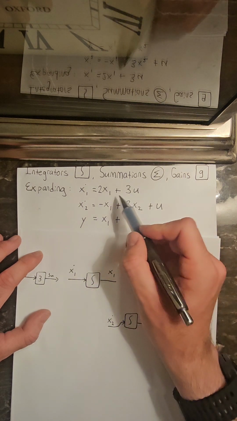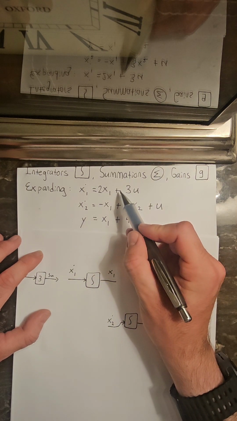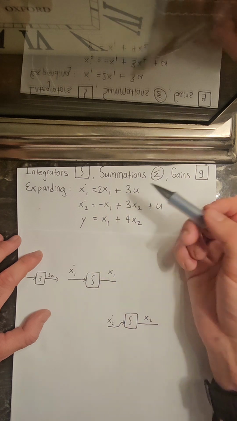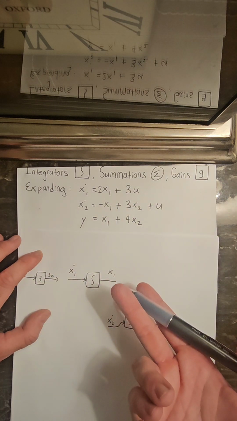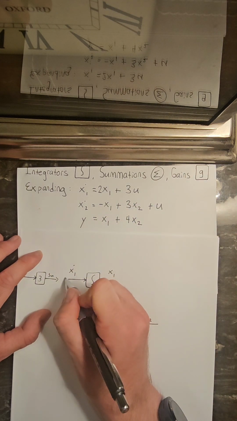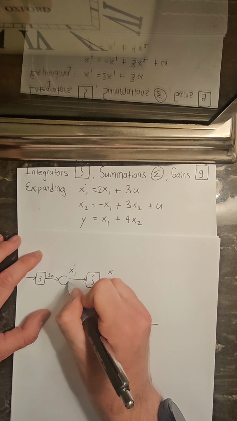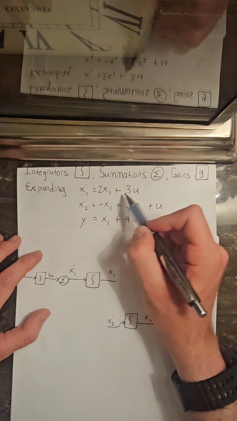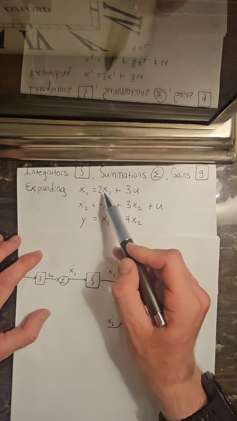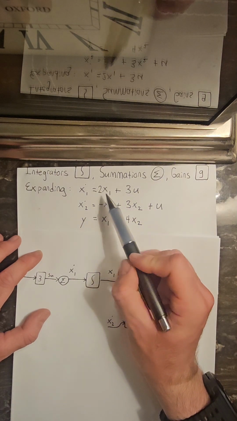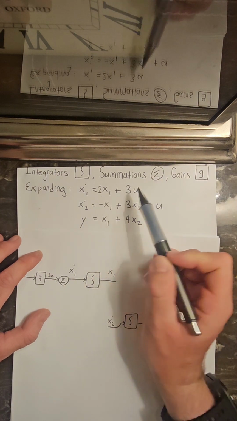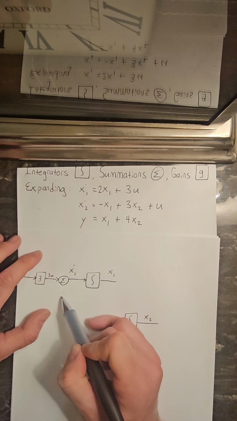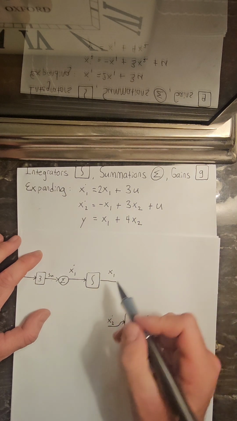And then this is getting added to 2 times x1. So how do we take care of that? Well, we can put a summer block here. That's going to take care of that plus sign that shows up. And then how do we integrate this 2x1, right? We have to do 2x1 plus 3u. Well, we have the 3u. We need to be adding 2 times x1.